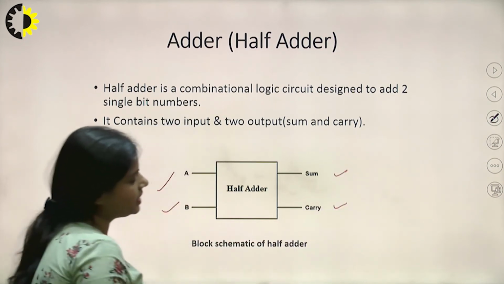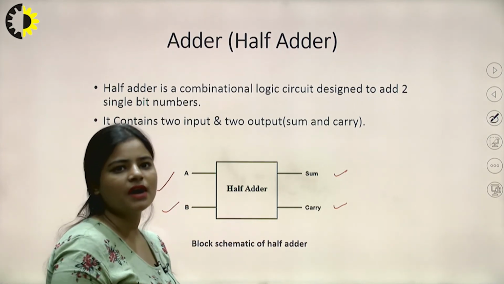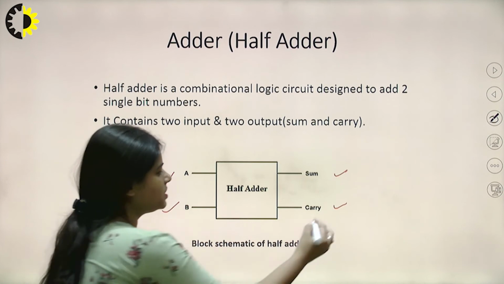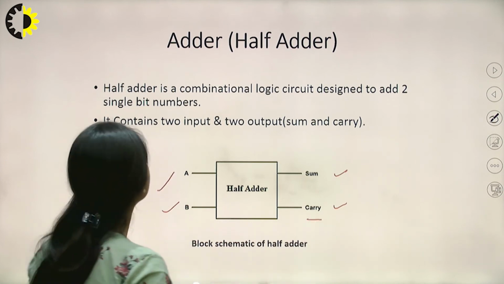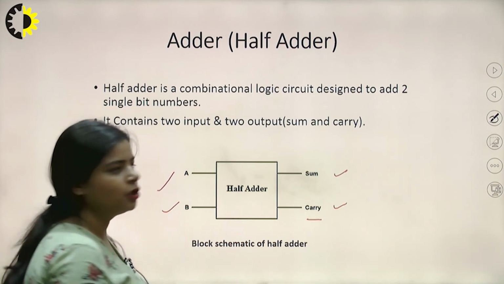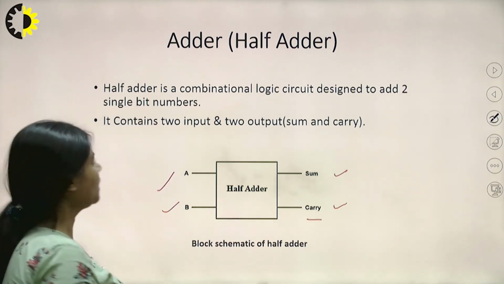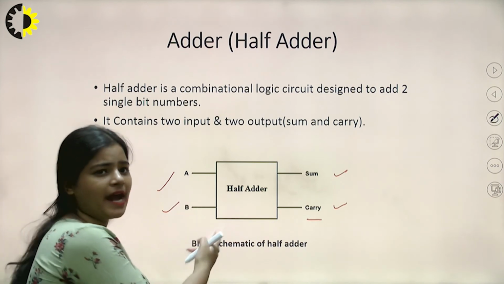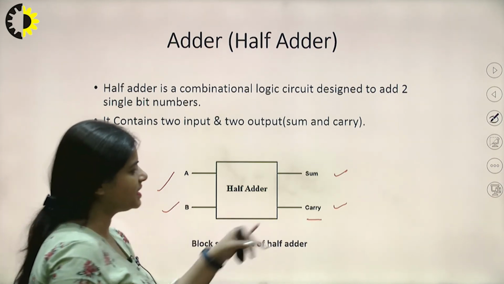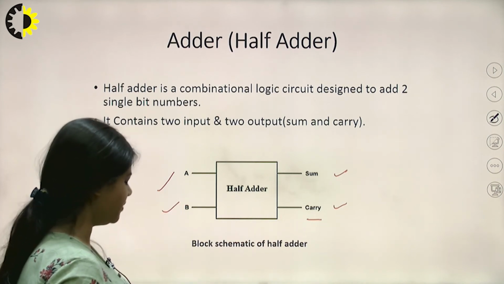Earlier we have seen that whenever we add two digits in the form of 1 and 1, we also have one digit as a carry. So this carry is going to represent that digit. So half adder is a combinational logic circuit designed to add two single digit numbers. It contains two inputs and two outputs. The outputs are named sum and carry. And this is the complete block diagram of the half adder.